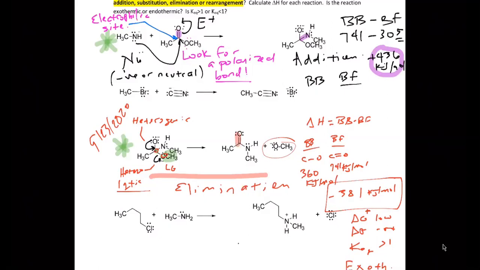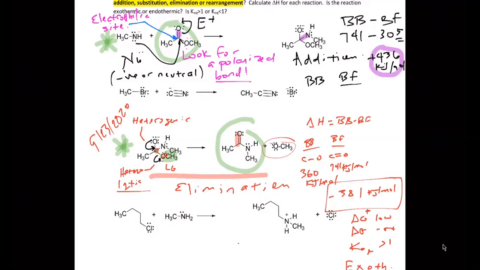Because again, the goal is to go from weaker bonds to stronger bonds, right? But you broke a CO sigma bond in the ester up top right here. And then you made a CN sigma bond down here. So the top step is addition, the bottom step is elimination. Any questions? We're good so far?